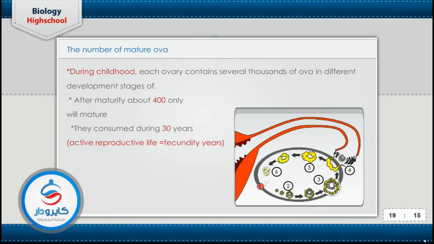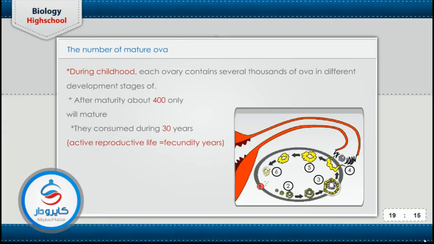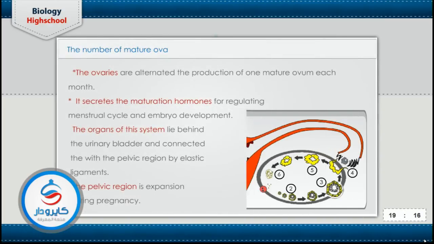But if one of the 400 ova gets out every 28 days, that means the number of ova will decrease until all the ova are consumed and have gotten out of the ovary. When the ovaries become empty, with no ova inside them, that leads to a certain stage which is called the menopause stage.